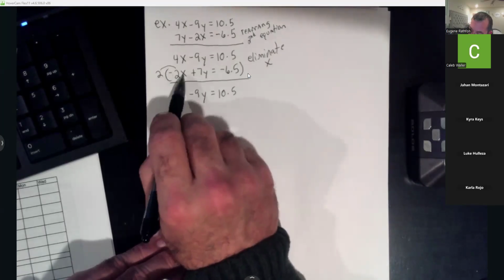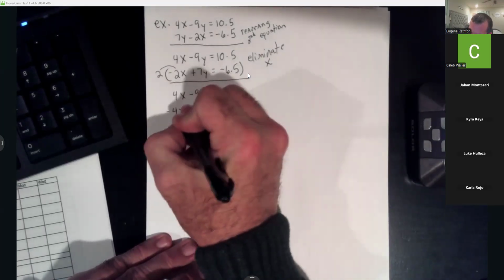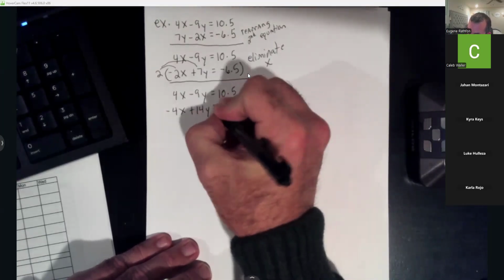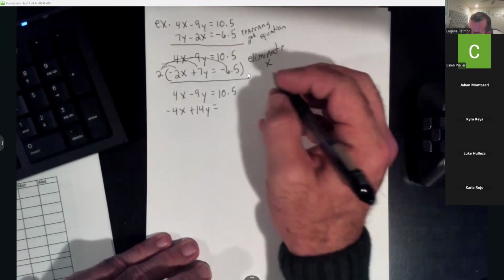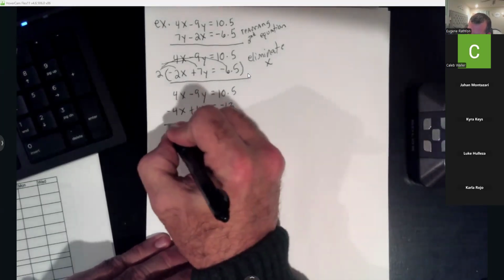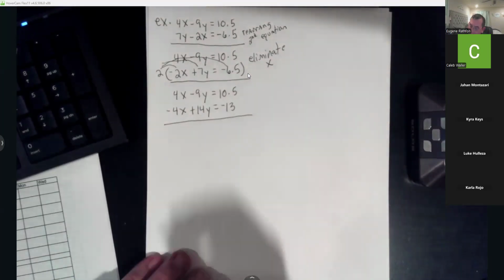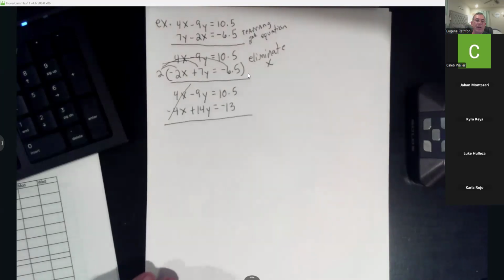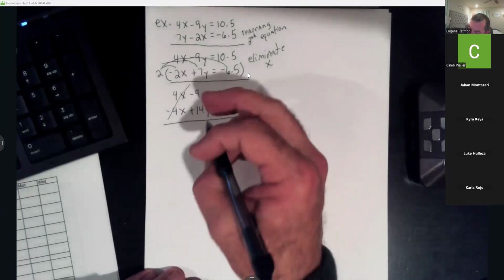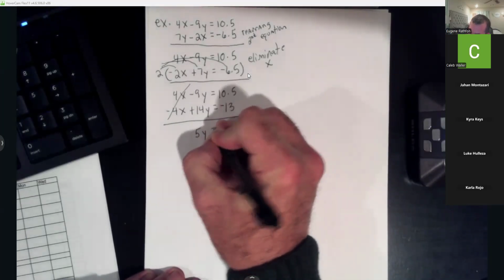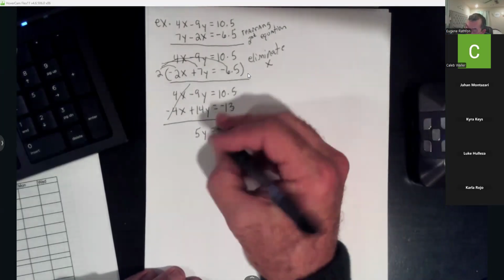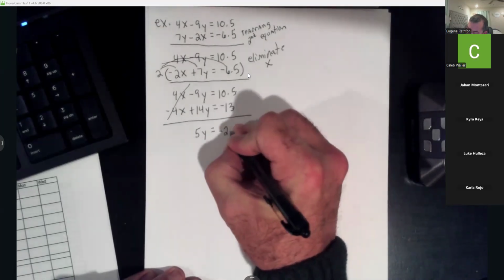Distributing that 2, I get a -4x. Distributing that 2, I get 14y. And then distributing that 2, I get what? -13. Y'all have a good job? Because the x's are gone. So let's see what we get. -9 and 14 leave me 5y. -13 and a 10.5 is a -2.5.